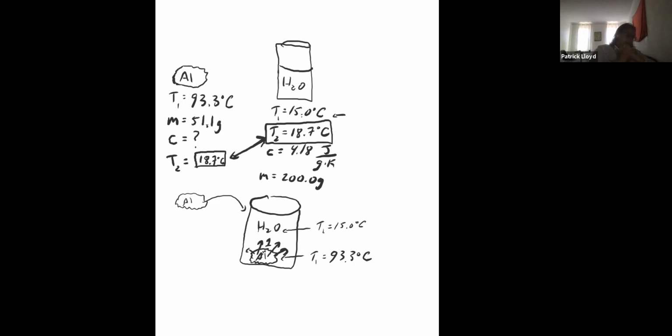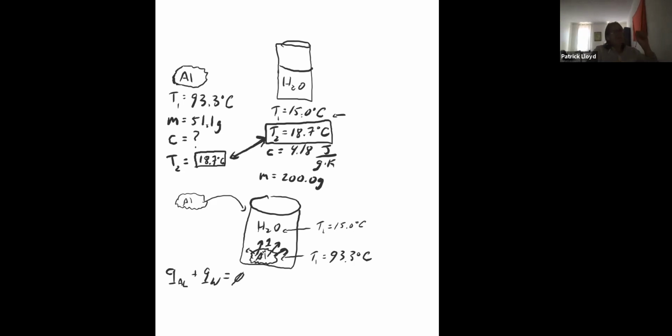Now, how do we solve this problem? Well, any heat that flows from the aluminum goes into the water. So the heat that is lost by the aluminum, the amount that the aluminum is transferring into the water, plus the amount of heat that goes into the water, I'll put W for water, has got to be equal to 0. In other words, if the aluminum loses 30 joules, the water gains 30 joules. They have to be equal to each other.